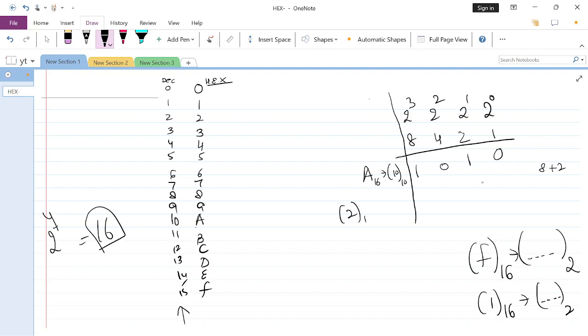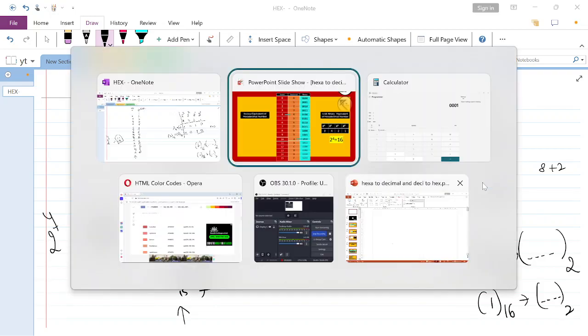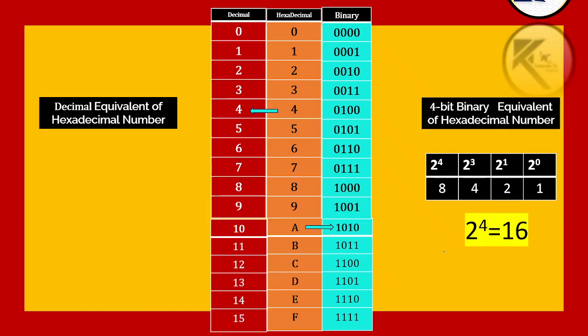If I have the number 2 in hexa, it is also 2 in decimal, and this is the weight 2. Other weights won't contribute anything to it, so we put 0 on this side, and we also put this 0. So actually this is 2, but we know that we have to put 4 bits. So in this way, using this method, you can find the binary equivalent of any hexa digit from 0 to F.